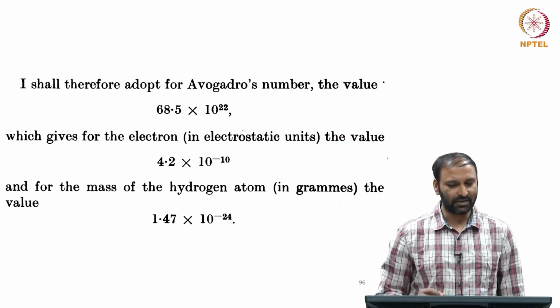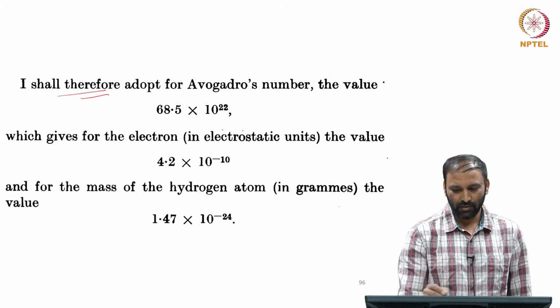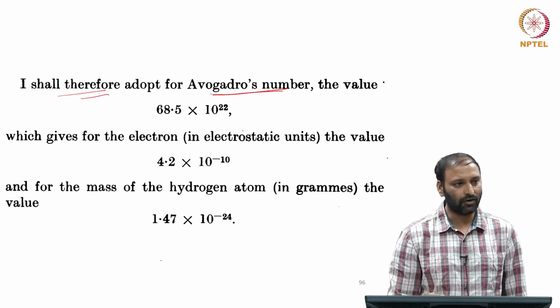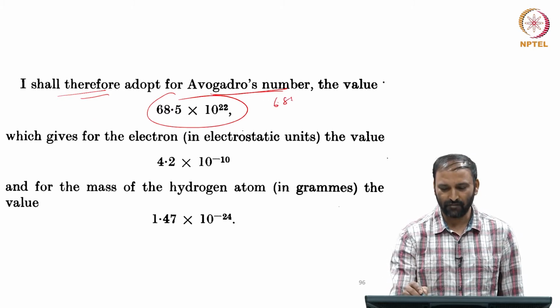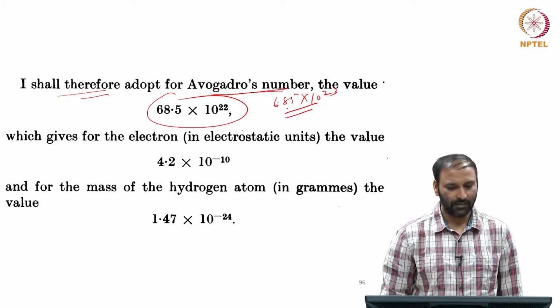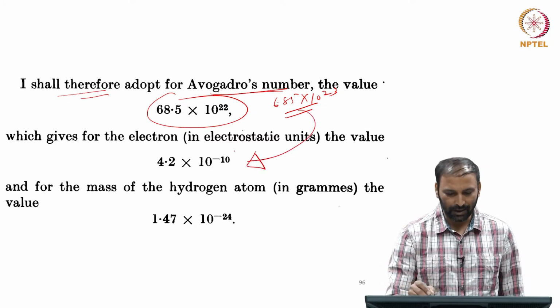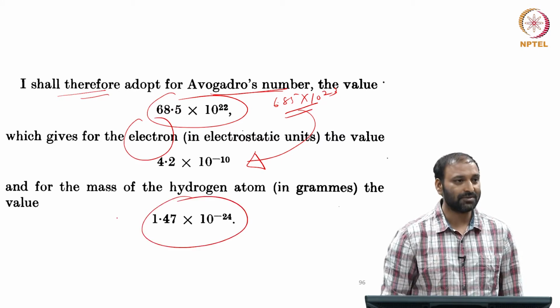So he made this statement: from these experiments, I shall therefore get this Avogadro number to be 6.85 into 10 power 23. That's the value he assigns, and then he is also able to calculate the charge of the electron, and the mass of the hydrogen atom, stuff like that.